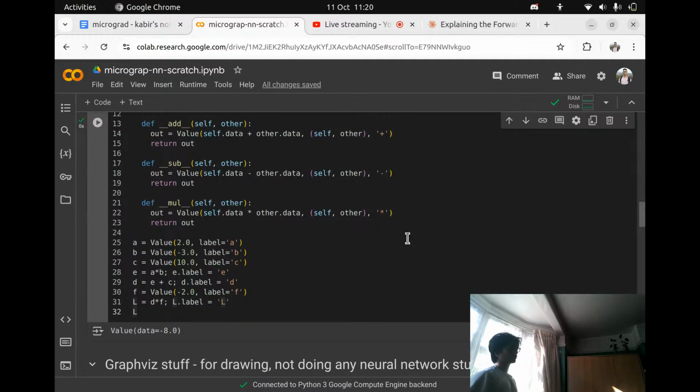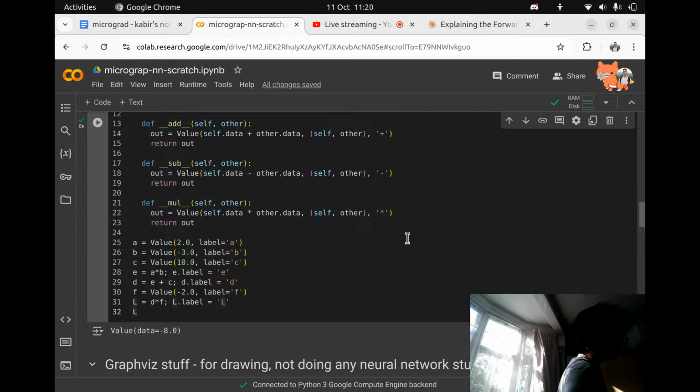So next we are going to create a variable inside the value class that maintains the derivative of L with respect to that value. And we will call this variable grad.